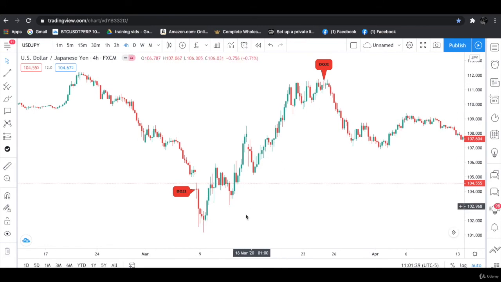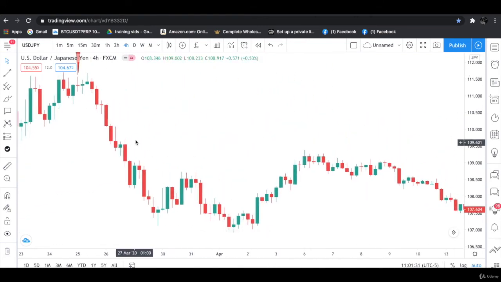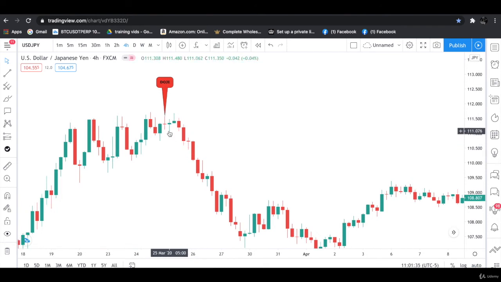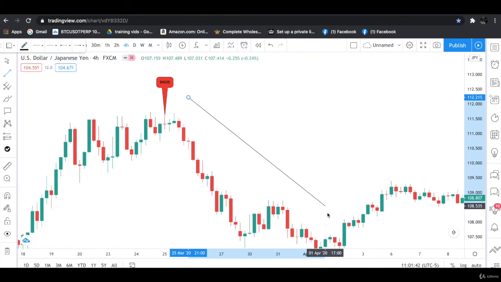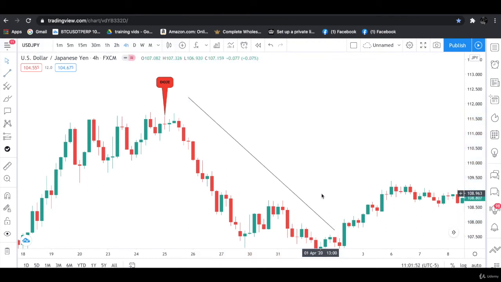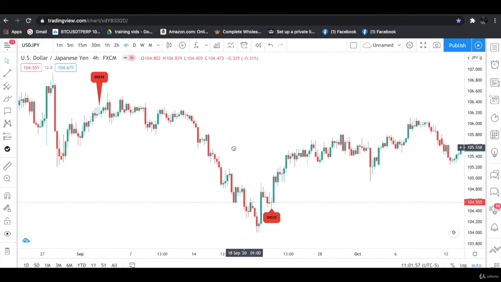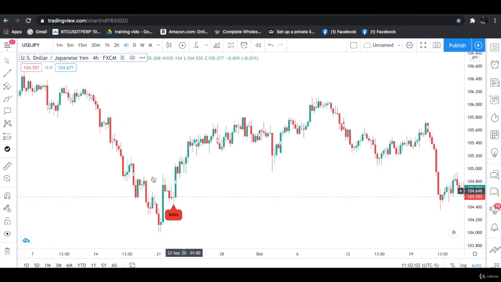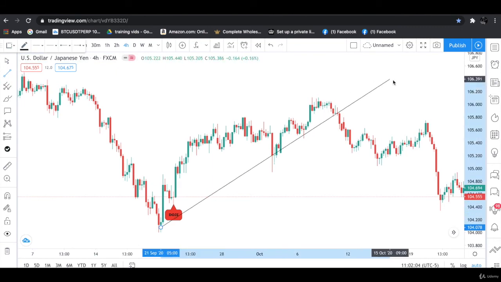Now, in the uptrend, we got another Doji over here. We got another Doji over here and the price dropped. Let's find a few more examples. Here the price was in a clear downtrend. A Doji appeared and the price rallied all the way up.